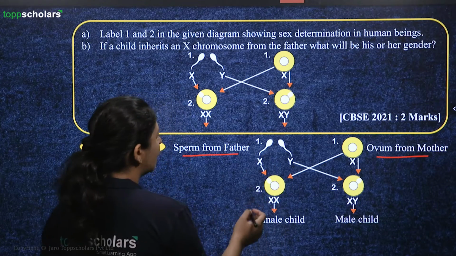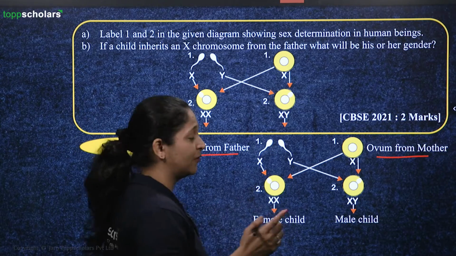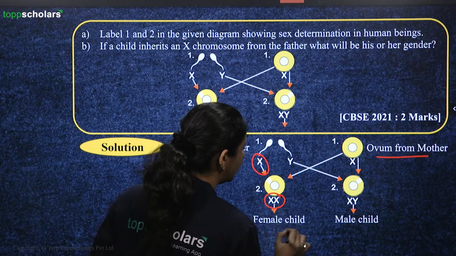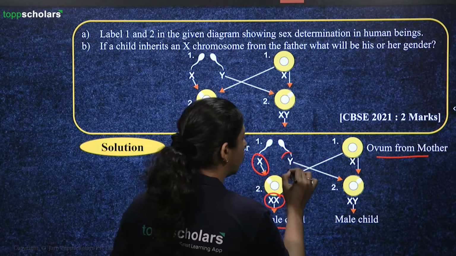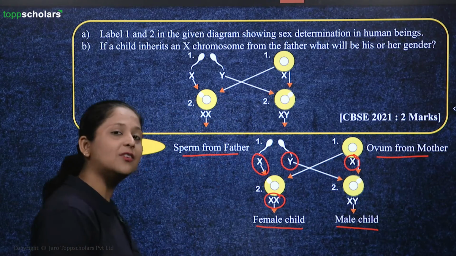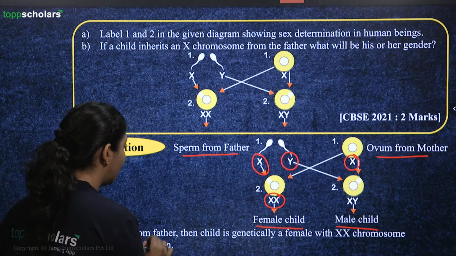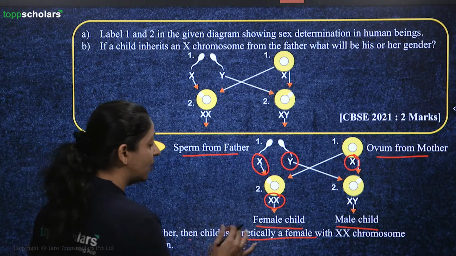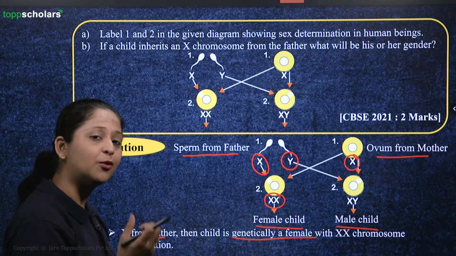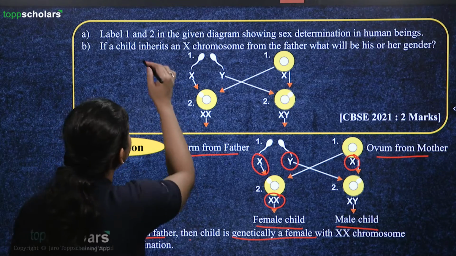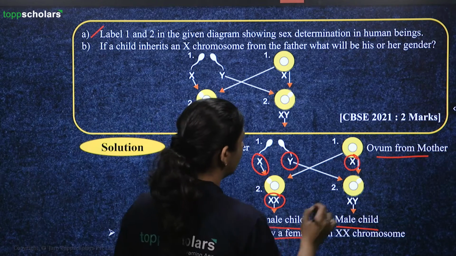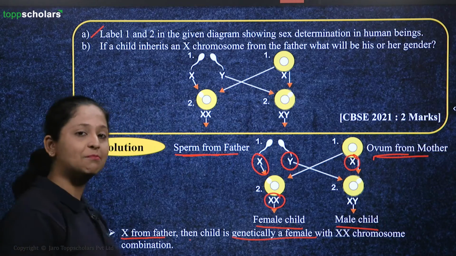Correct? So as the father is able to produce 2 types of gametes, if the father's X chromosome fuses with the mother's X chromosome, it will be a female child. But if the father's Y chromosome fuses with the mother's X chromosome, it will be a male child. So X from father, then the child will be genetically a female having XX chromosome combination, giving you a girl child. And also you have to label 1 and 2 in the given diagram. So 1 will be the sperm from the father and 2 will be the ovum from the mother.